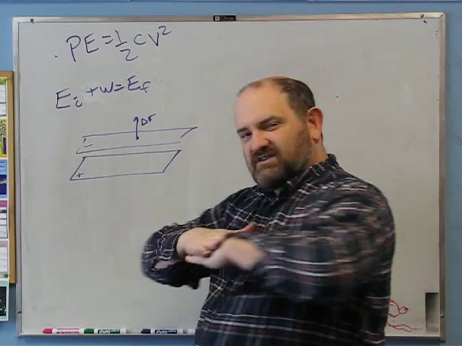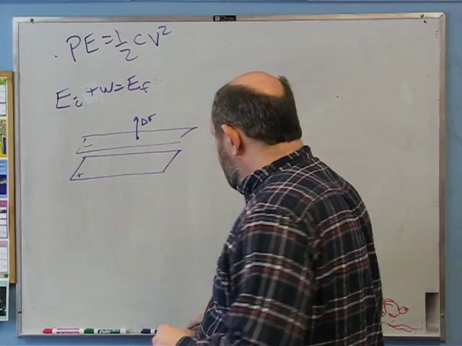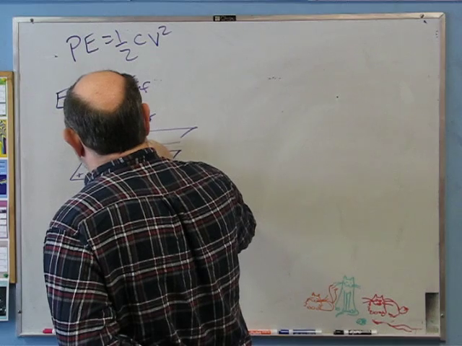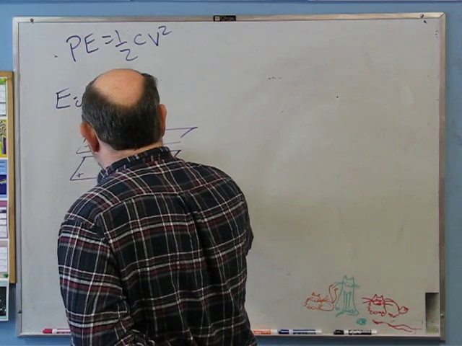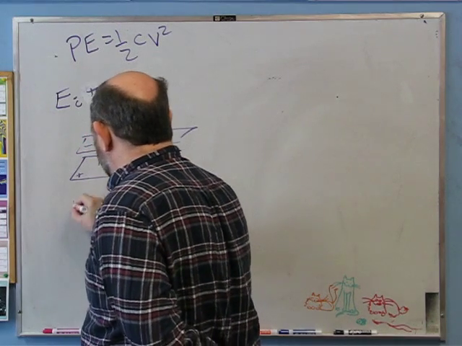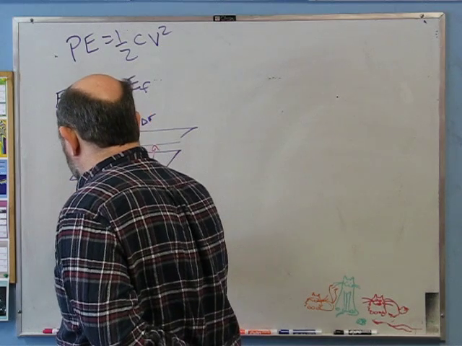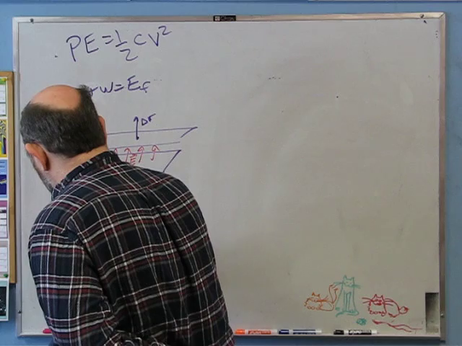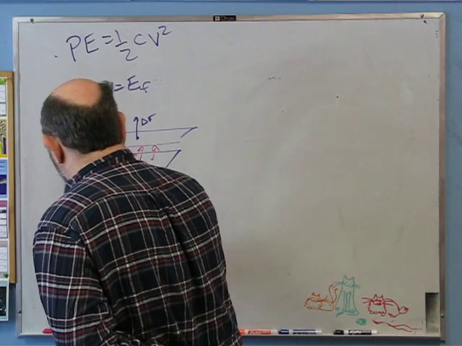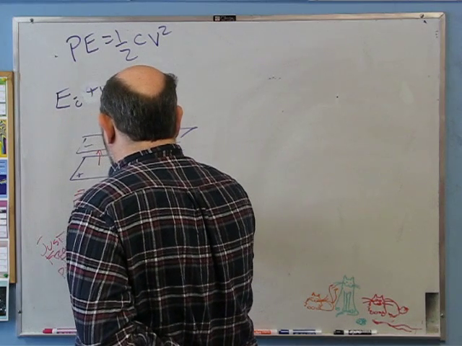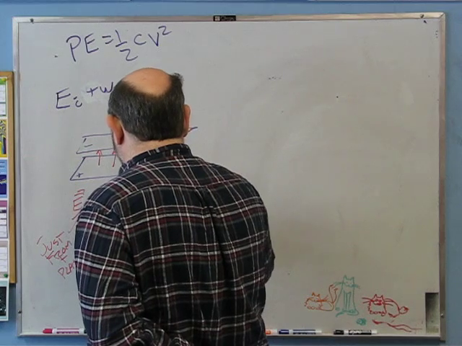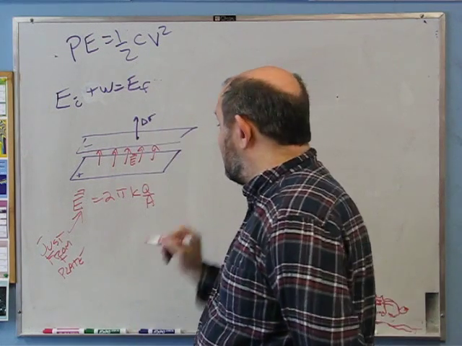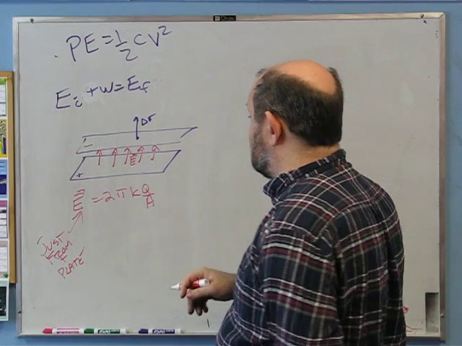You'll start with the two plates right on top of each other. You know the electric field here over a big plate. So this is the electric field just from the positive plate. It's equal to 2 pi k Q over A, okay? So it actually doesn't depend on how far apart you are. That's nice, constant electric field.